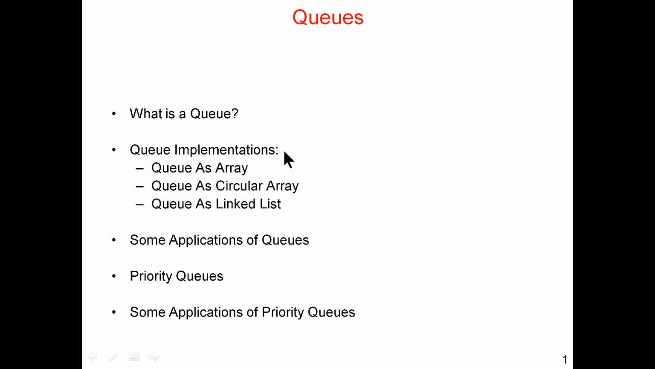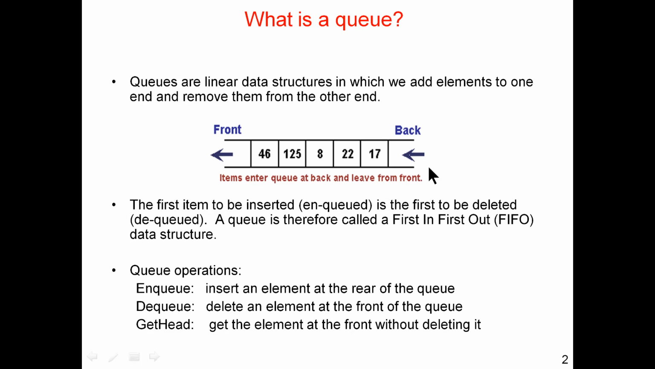A queue is a dynamic data structure, and you understand that we have a lot of practical applications in the world which are based on queues. We need to talk about some applications of queues, priority queues, and also some applications of priority queues. So the next item is what a queue is.